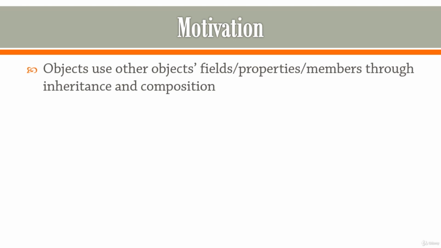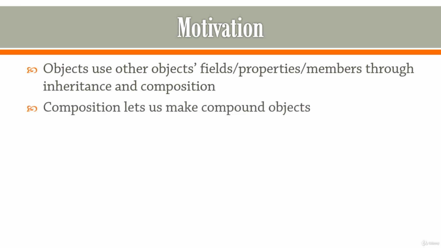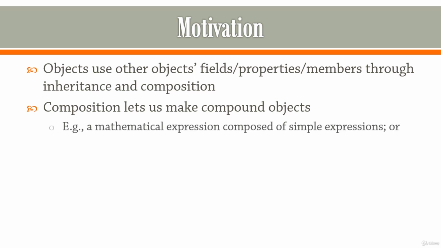Well, we know that objects typically use other objects, fields or properties or members through either inheritance, meaning you inherit and then use the base class members, for example, or through composition. And composition actually lets us make compound objects, like an object made up of several objects. So for example, you can use composition to make a mathematical expression composed of simple expressions like addition, multiplication, literals, and you can build that into a tree.